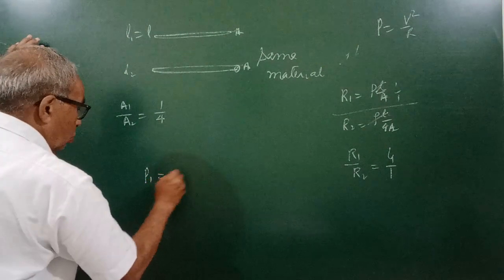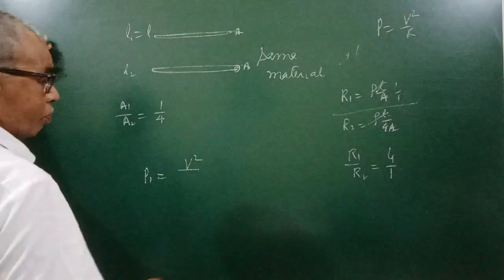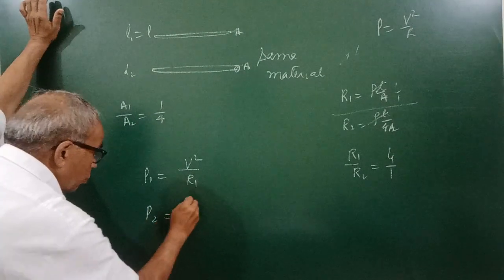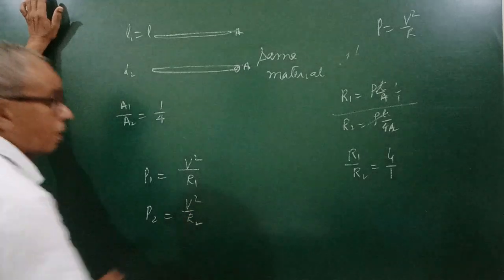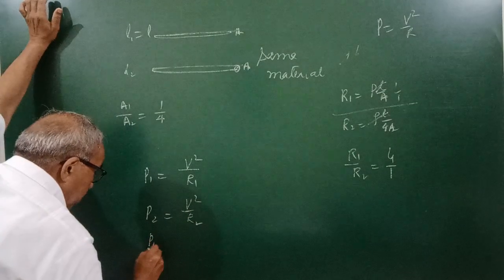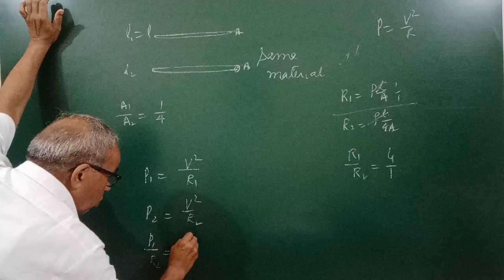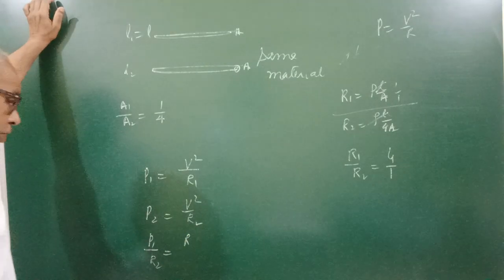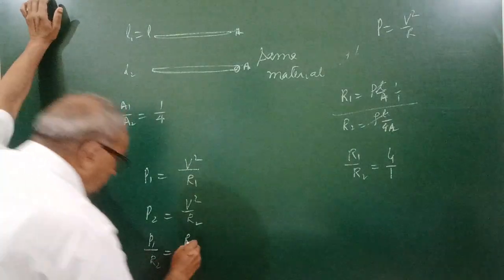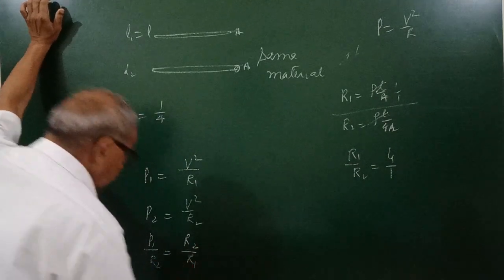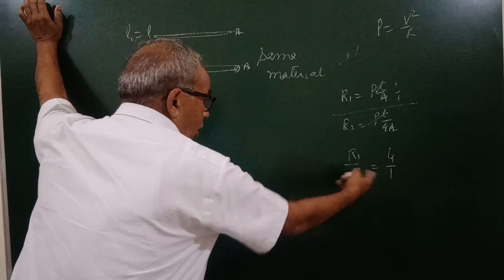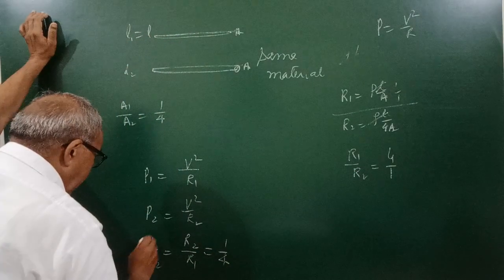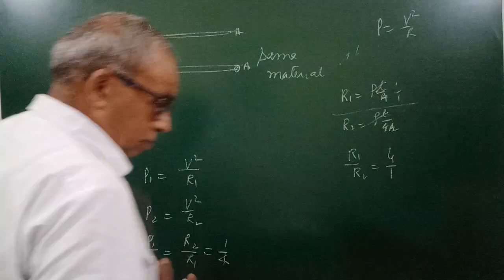Now find the power. P1 equal to V square upon R1, P2 equal to V square upon R2. So P1 upon P2 equals R2 upon R1, so it is also 1 by 4. Such types of questions can be asked anywhere.